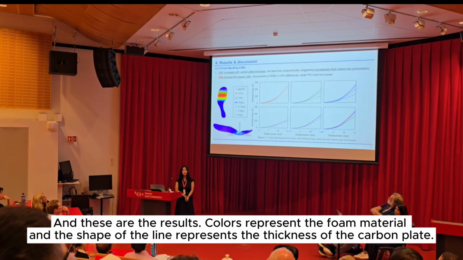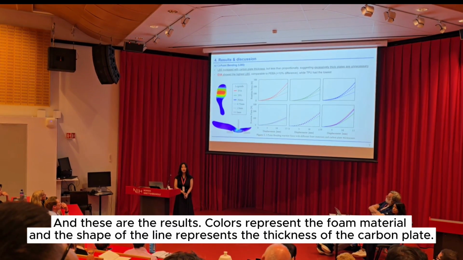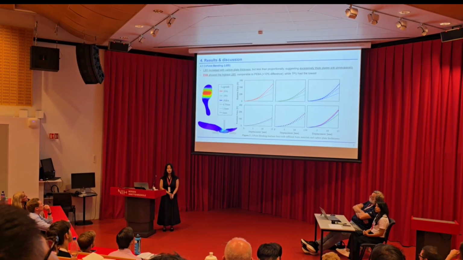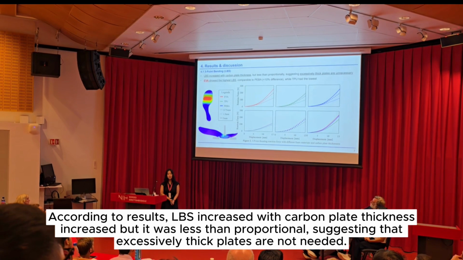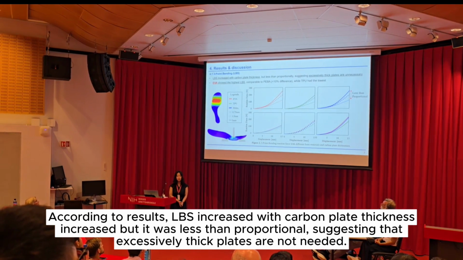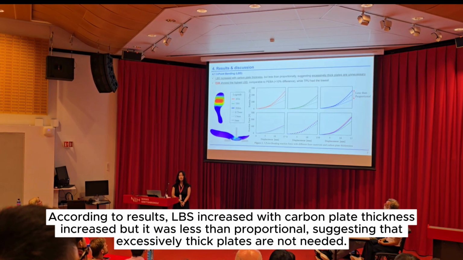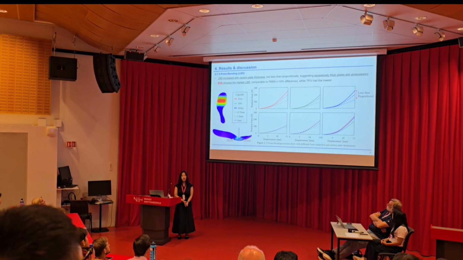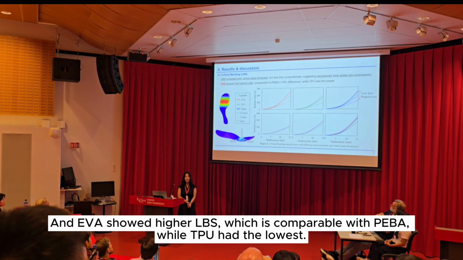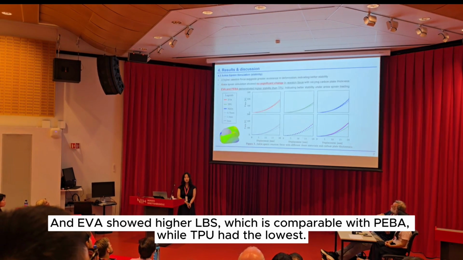The colors represent the foam material, and the shape of the line represents the thickness of the carbon plate. As a result, LBS increased with carbon plate thickness, but it was less than proportional, suggesting that excessively thick plates are not needed. And EVA showed higher LBS, which is comparable with PVA, while TPU had the lowest.